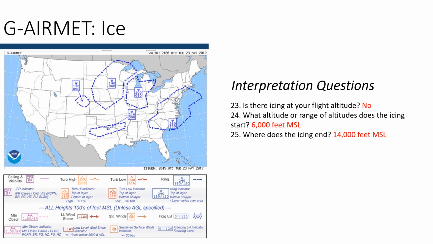Let's go over the answers. Question 23. Is there icing at your flight altitude? The answer is no. Question 24. What altitude or range of altitudes does the icing start? The answer is 6,000 feet mean sea level. And question 25. Where does the icing end? The answer is 14,000 feet mean sea level.